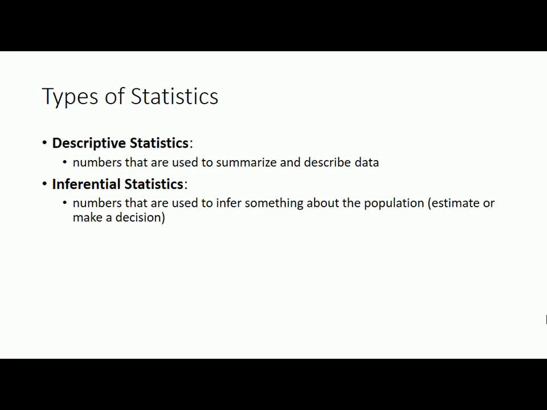Statistics come in two different types. Descriptive statistics describe the sample data. So we're going to be looking at a number of descriptive statistics: the sample mean, the sample standard deviation, the sample size, things like that. Inferential statistics are used in our inference. So statistics that are used to infer something about the population itself.